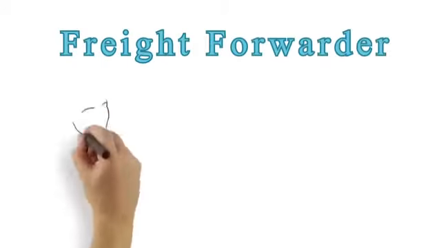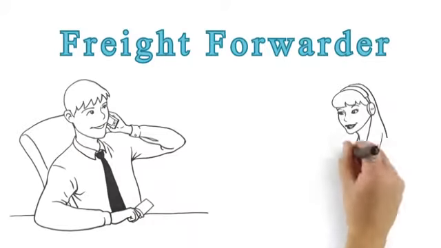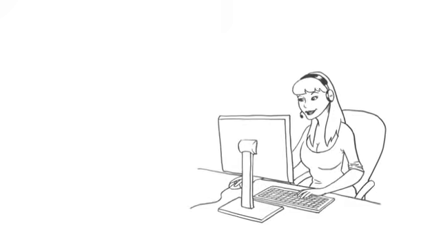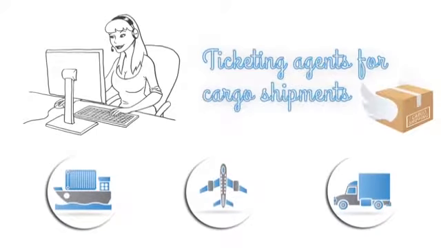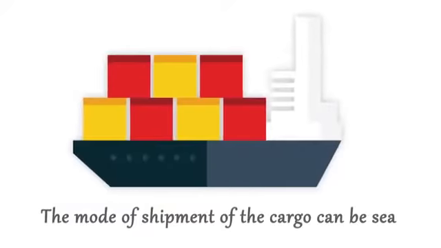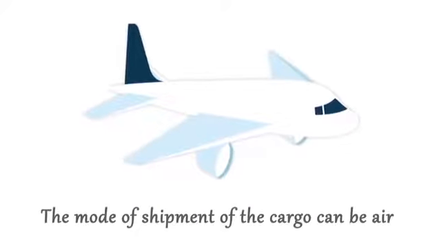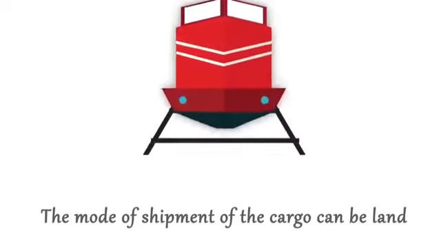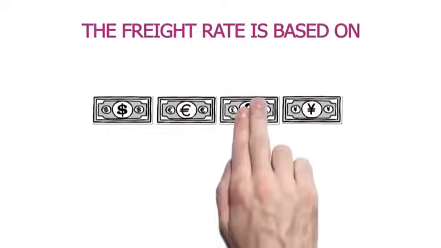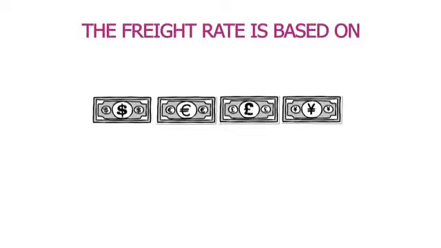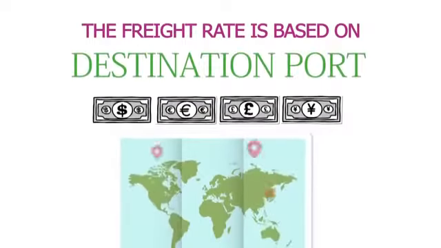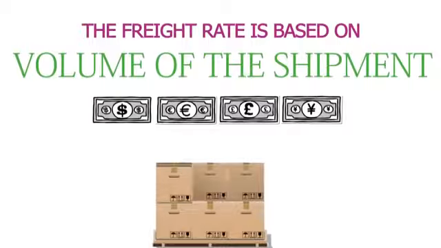Freight forwarder. Get in touch with a freight forwarder. Freight forwarders are like ticketing agents for cargo shipments. The mode of shipment of the cargo can be sea, air, land, or even multimodal. The freight rate is provided by the relevant freight forwarder based on the mode of shipment, destination port, and the volume of the shipment.